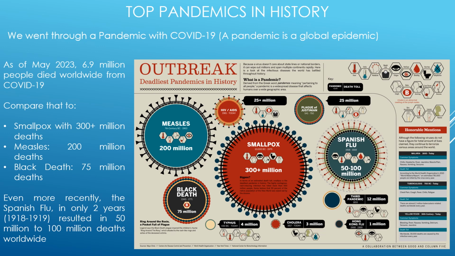Measles has killed 200 million people. The Black Death, bubonic plague, killed 75 million people. And very concerningly, only in the last 100 years we had the Spanish flu, which killed anywhere from 50 to 100 million people in only 2 years. And these were young, healthy people.